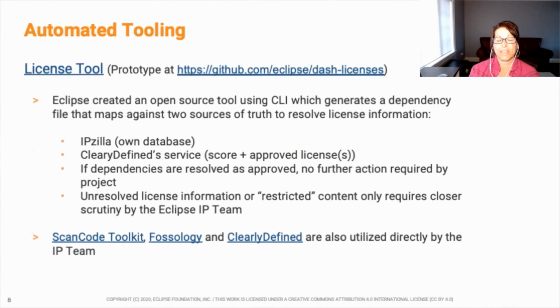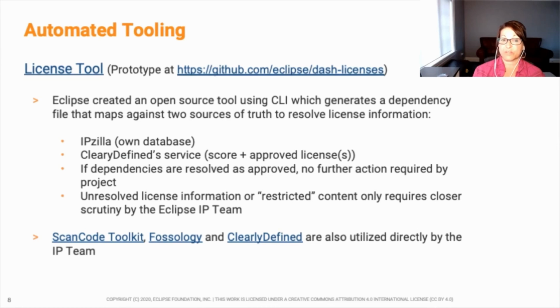Automated tooling. Eclipse created an open source tool using a command line interface, which generates a dependency file based on a download that maps against 2 sources of truth to resolve license information. This tool is referred to as the Dash license tool. The URL where you can obtain it from the GitHub repository is shown on the screen, and the tool is provided subject to the EPL 2.0. So when the tool has the dependency map, it then goes off to try and resolve the license information, first based on IPzilla, our very own database, and then the Clearly Defined service, which is a source of OSI-approved licenses.